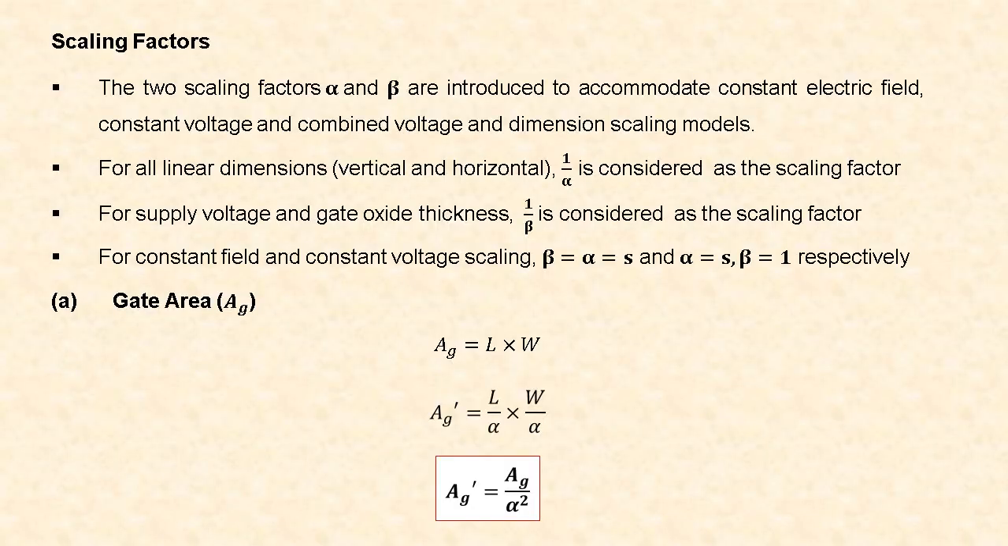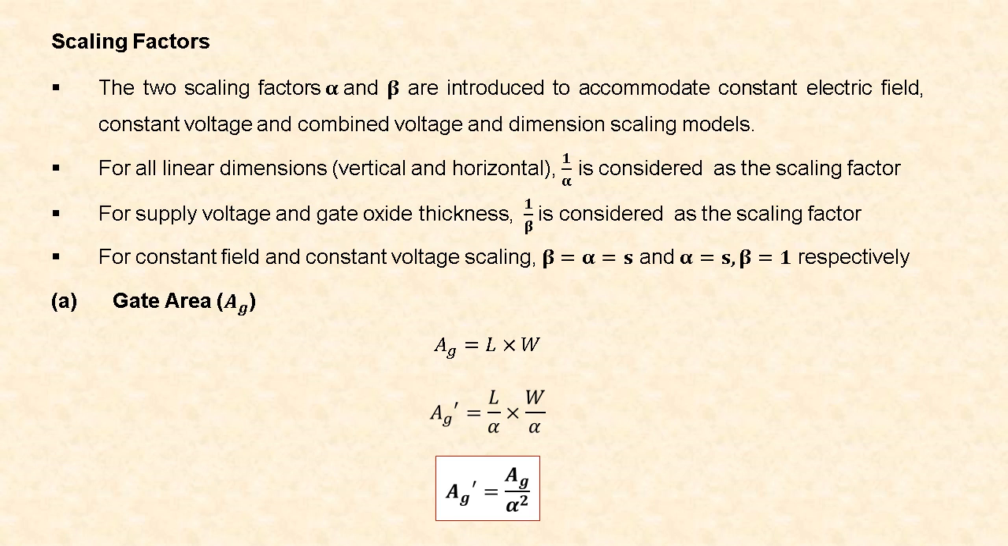Now let us see the scaling factors. In order to accommodate constant electric field, constant voltage and combined voltage and dimension scaling models, two scaling factors are introduced. They are alpha and beta. For linear dimensions, both vertical and horizontal, 1/alpha is considered as the scaling factor. For supply voltage and gate oxide thickness, 1/beta is considered as the scaling factor.